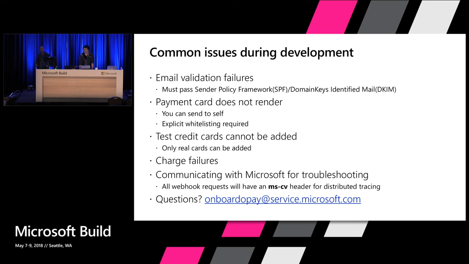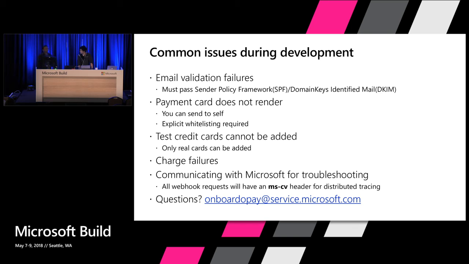DKIM, or DomainKeys Identified Mail, ensures that the integrity of the mail content is preserved. Headers and bodies are signed by the sending server. These are validated for security reasons on our side, and we only display the card when both these SPF and DKIM checks are passed.